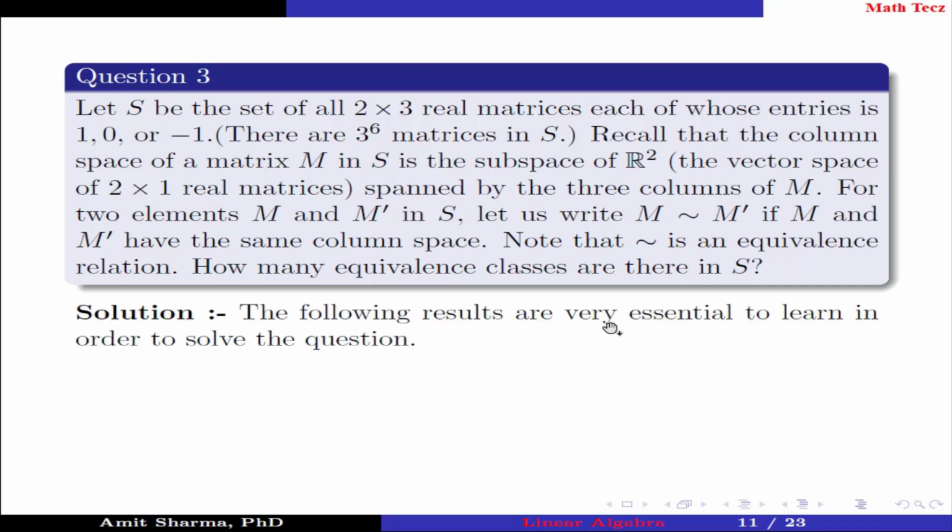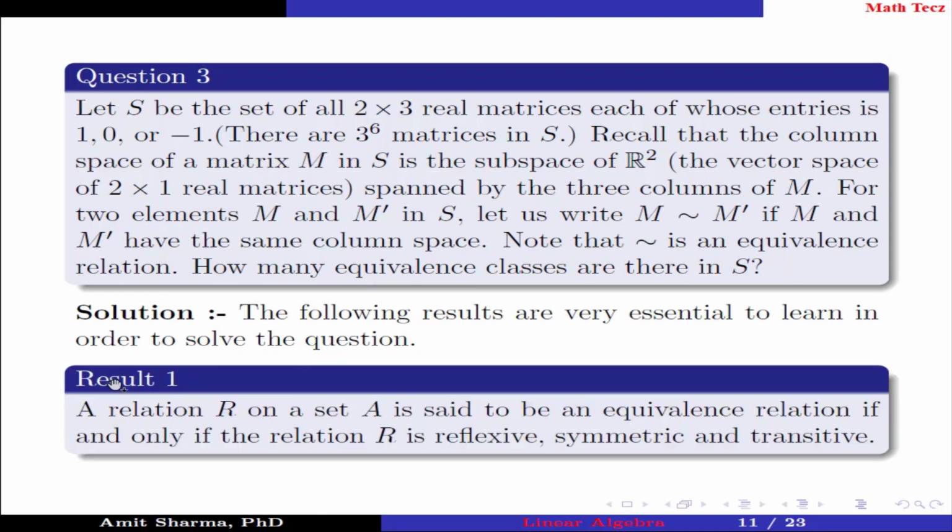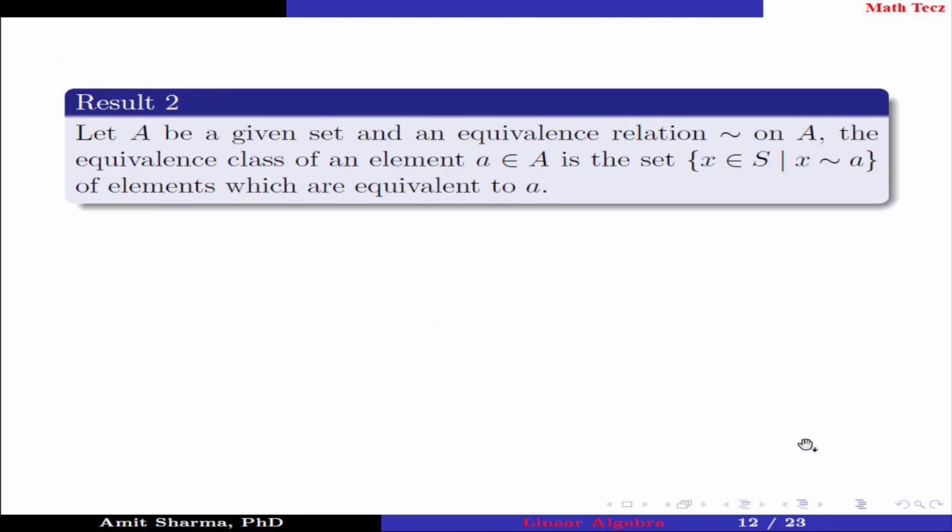The following results are very essential to learn in order to solve the question. Result number 1. A relation R on a set A is said to be an equivalence relation if and only if the relation R is reflexive, symmetric, and transitive. Result number 2. Let A be a given set and an equivalence relation equivalent on A. The equivalence class of an element a belonging to A is the set of x belonging to S such that x is equivalent to a, the elements which are equivalent to a.